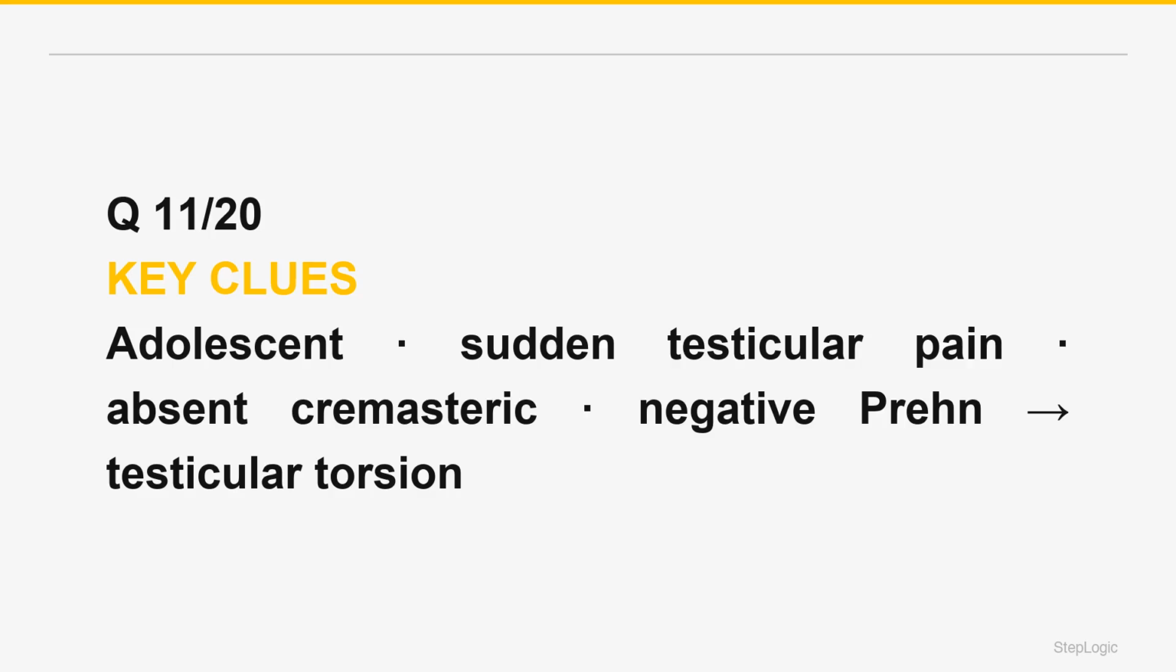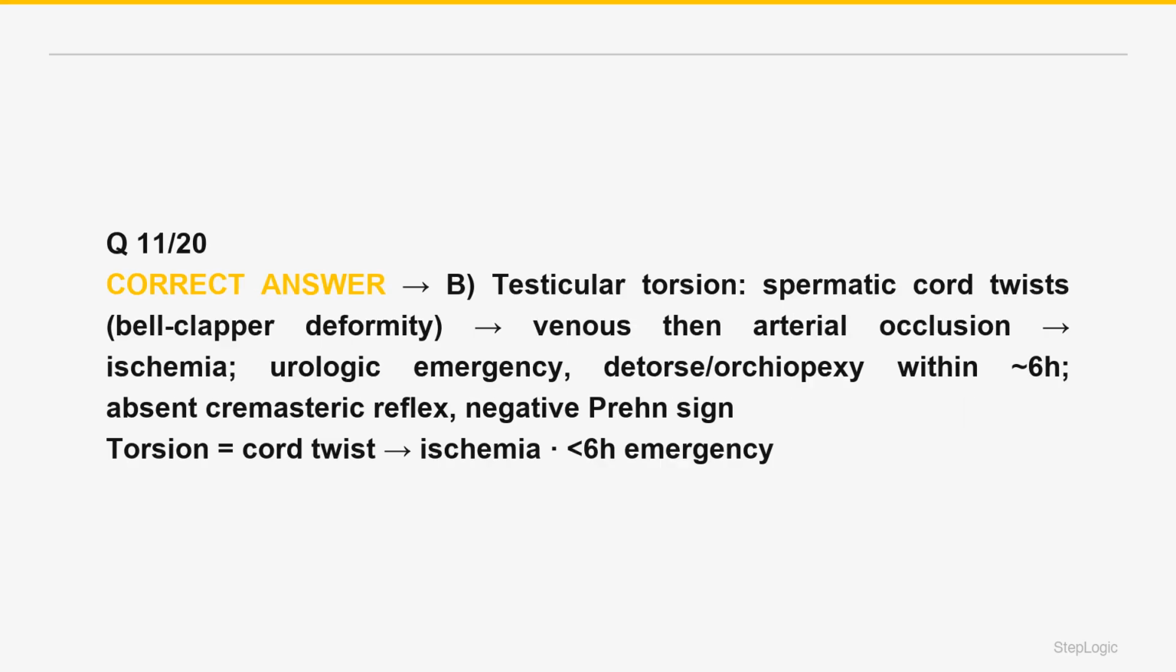This is testicular torsion. The spermatic cord twists on itself, typically because of a congenital bell-clapper deformity, inadequate fixation of the testis within the tunica vaginalis, allowing it to rotate freely. The twisting first occludes the lower-pressure venous drainage, causing swelling and engorgement, and then the arterial supply, producing testicular ischemia. It classically presents in adolescents with sudden, severe unilateral testicular pain, often with nausea. The correct answer is B. The exam findings and urgency are the high-yield points. The testis is often high-riding with a horizontal lie.